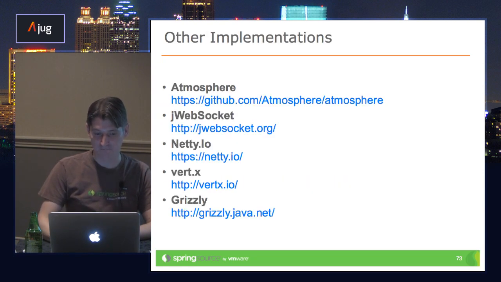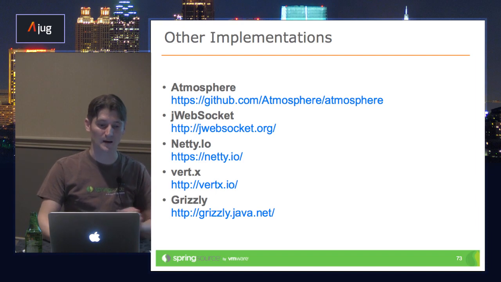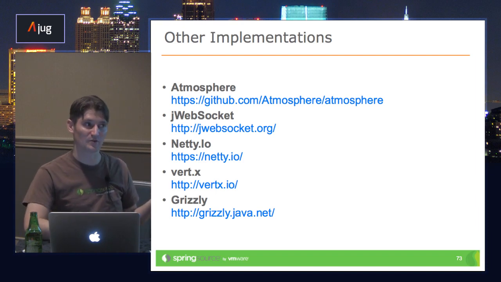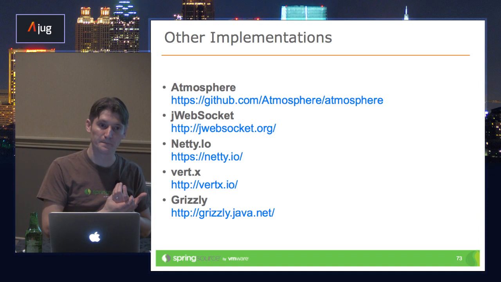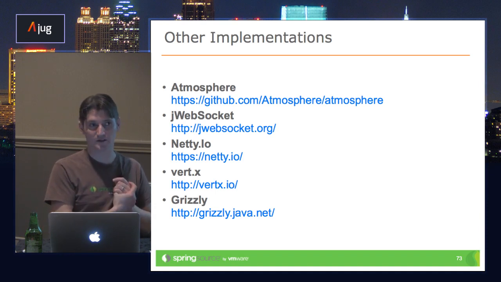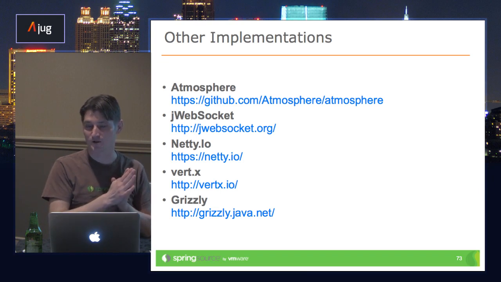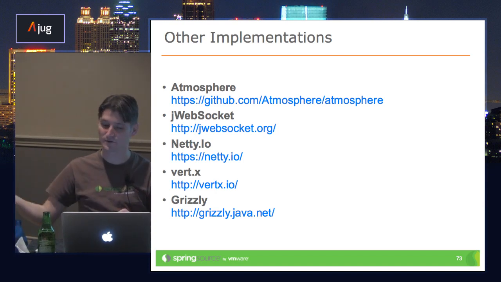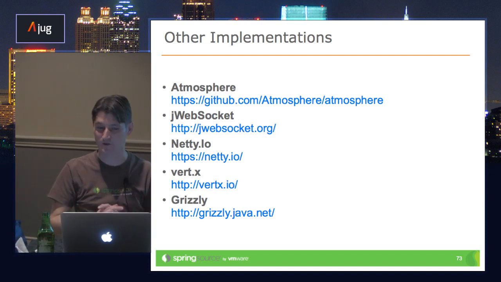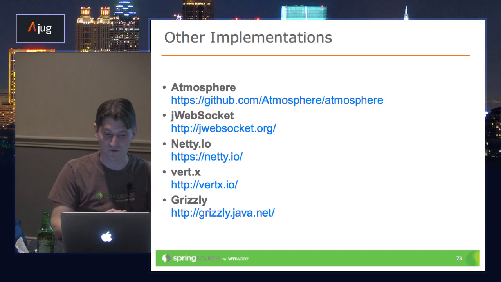But most likely you may look at some of the other implementations that are listed here. In particular Atmosphere, that's probably right now the most prevalent in the Java space, providing all kinds of different fallback options, working across different application servers, from Tomcat to JBoss, etc. Different web framework support is also provided via Atmosphere.